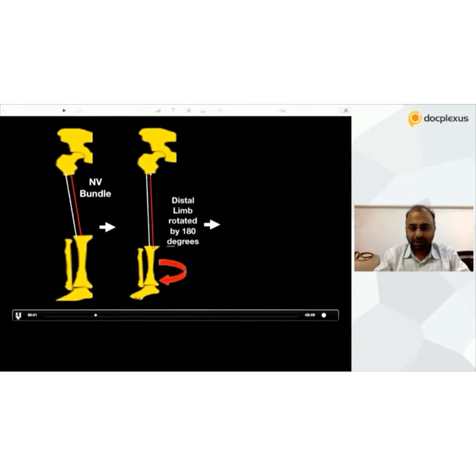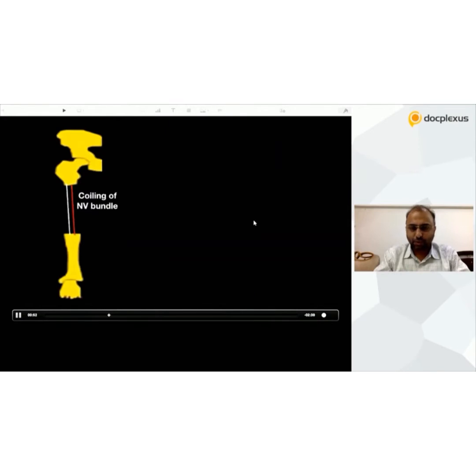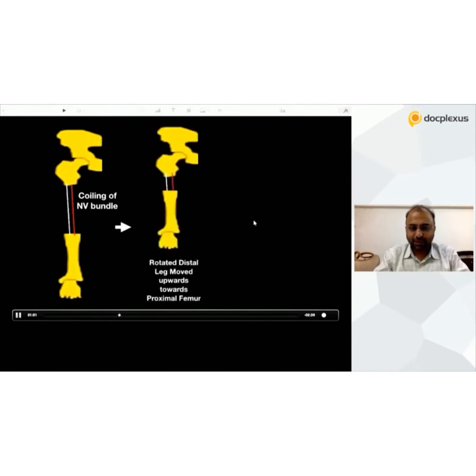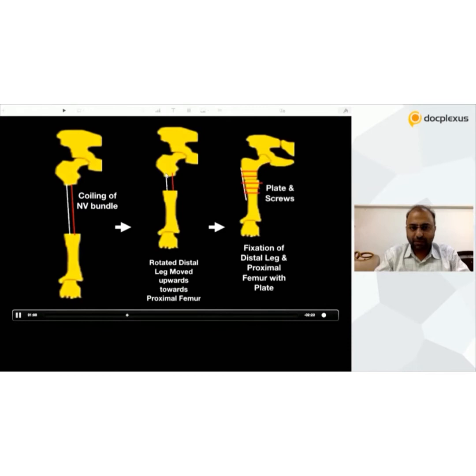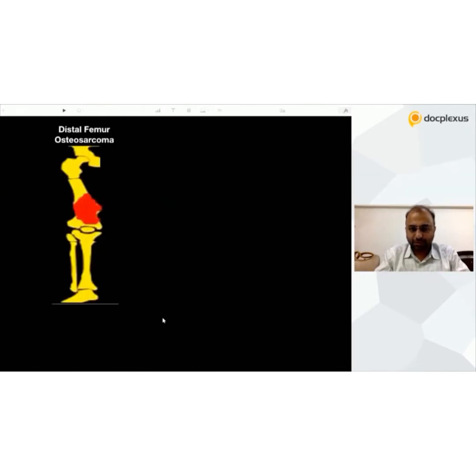We fix the distal part of the leg with the remaining femur, and the vessels are coiled. There are chances that the artery and vein may get blocked. They can have clots. This can be a known complication of this procedure: thrombosis of the vessels. The coiling of the vessels is done, the limb is rotated by 180 degrees, and the leg is put upwards so that it is attached to the femur. We can see this much big gap, so the limb will be very short. It's a modified amputation.